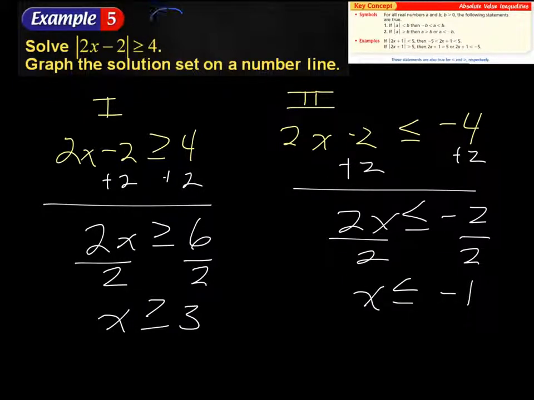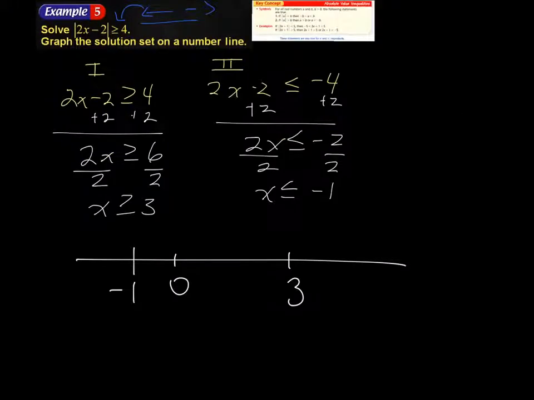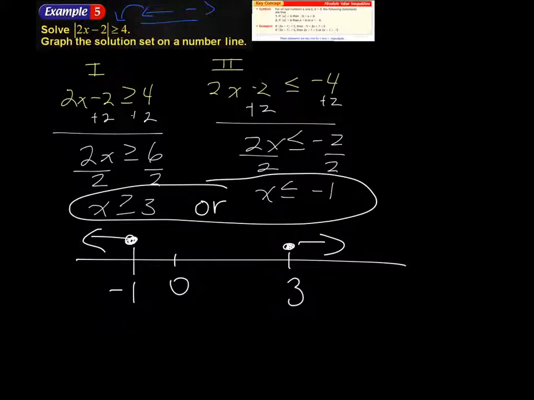Now our inequality was a greater than, so we expect our number line graph to go out. So x is less than or equal to -1, or x is greater than or equal to 3. And there's no cool way of writing it like a conjunction. It's a disjunction, so it just gets to have the word or in it.